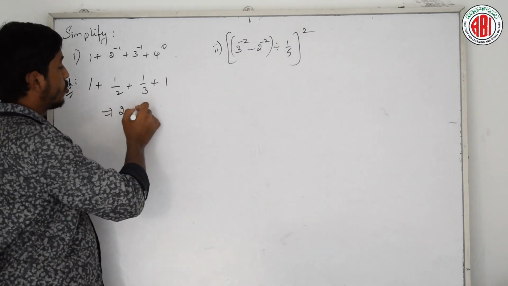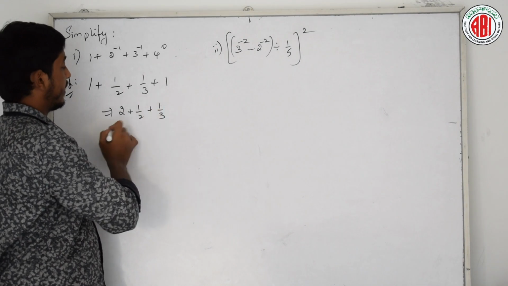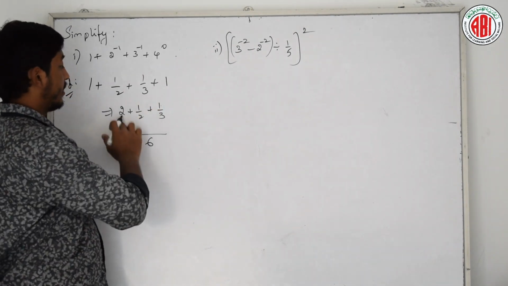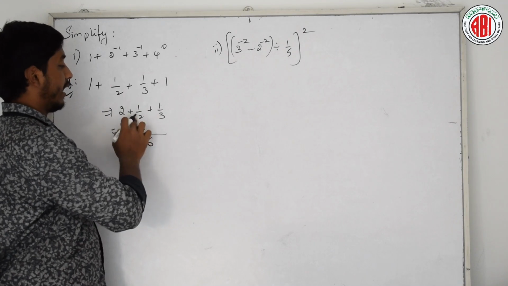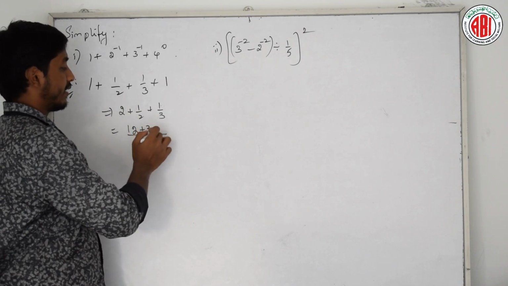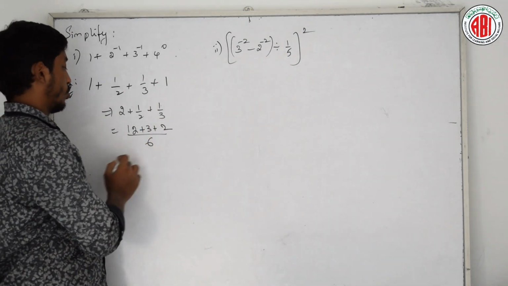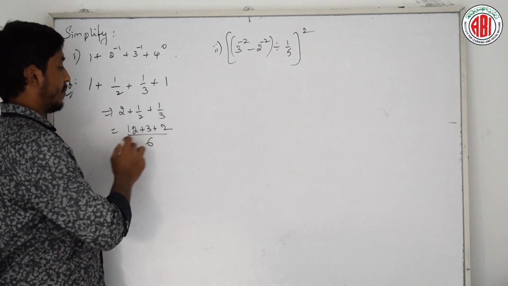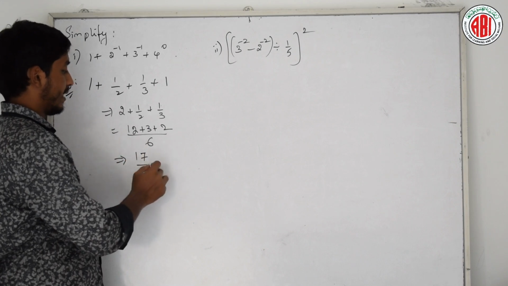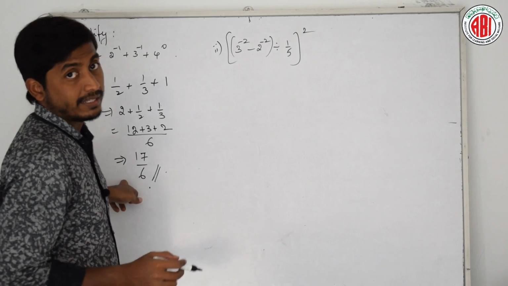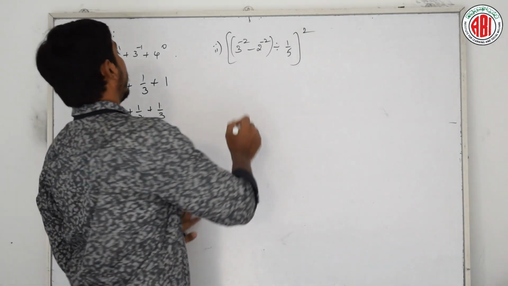1 plus 1 is 2, plus 1 by 2 plus 1 by 3. LCM is 6. 6 2s are 12. Again in 2 table, when do we get 6? That is 3. In 3 table, when do we get 6? That is 2. 2 plus 3 plus 2, that is 17 by 6. Is it okay? Is it clear? You understand?